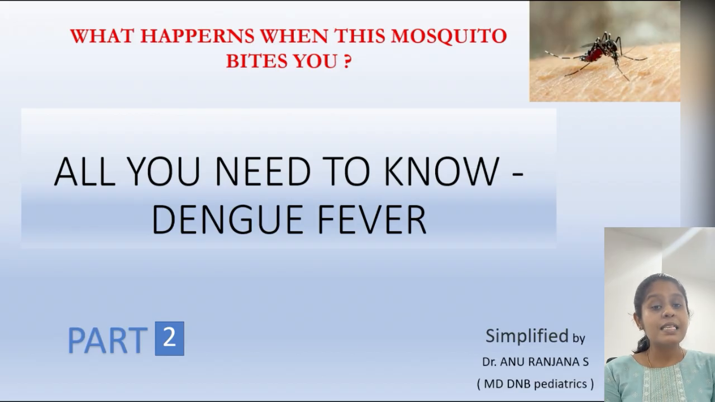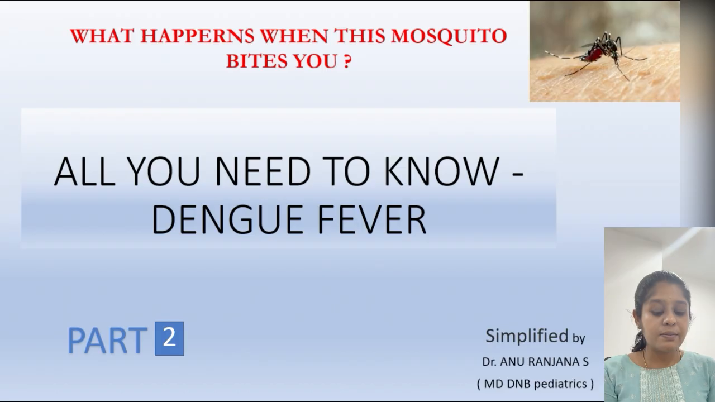Because of this, there will be excessive damage to the endothelial glycocalyx and there will be leakage of plasma from the intravascular to the extravascular space, and the clinical features and the further complications of dengue are related to this. So let's look at the clinical features of dengue viral fever.